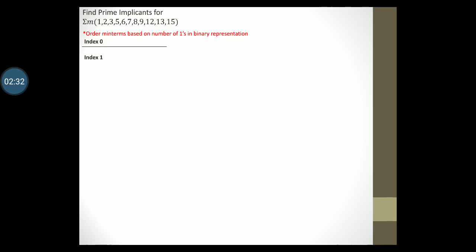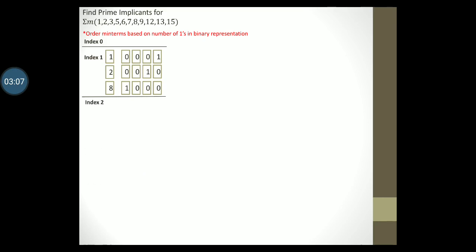Here we look for minterms which have a single one in their binary representation. We have minterm 1 with binary representation 0, 0, 0, 1. Minterm 2 with binary representation 0, 0, 1, 0. Minterm 8 with binary representation 1, 0, 0, 0. All these minterms have a single one in their binary representation, so they fall in one group. There are no more minterms which belong to this group.